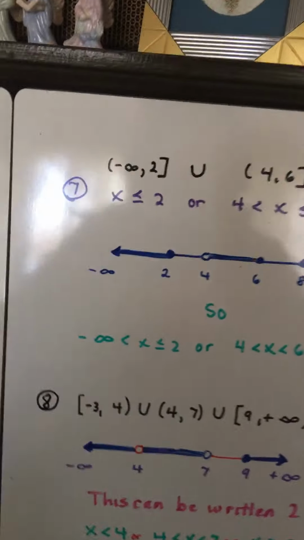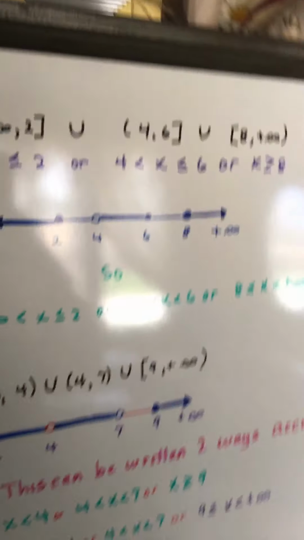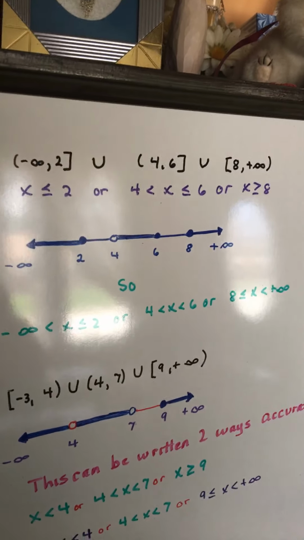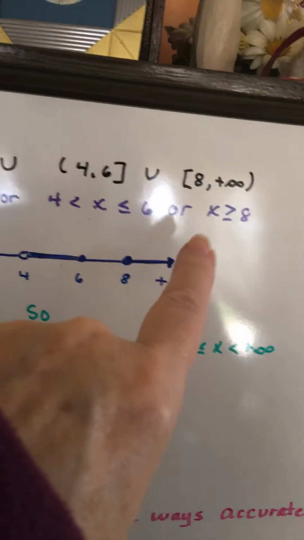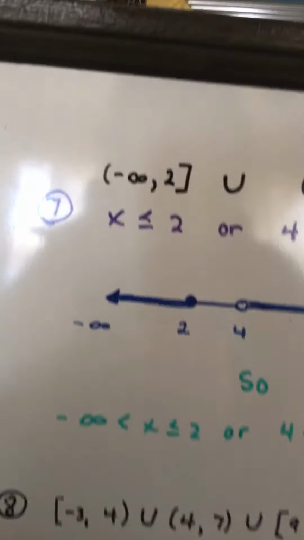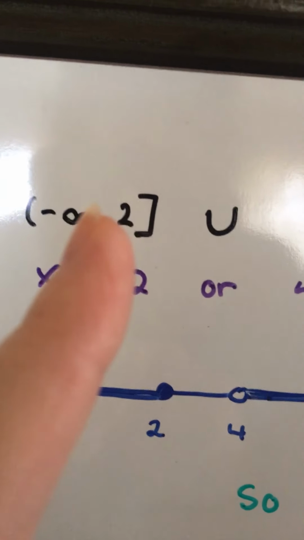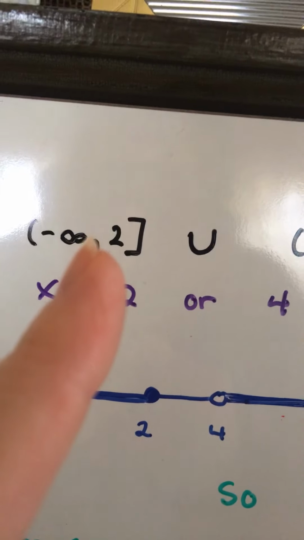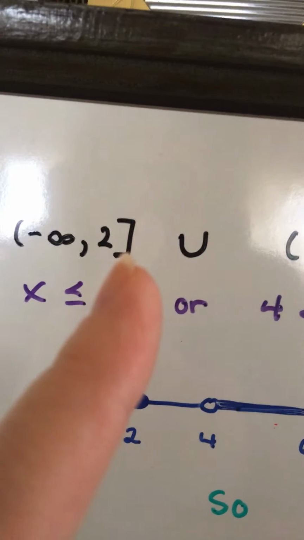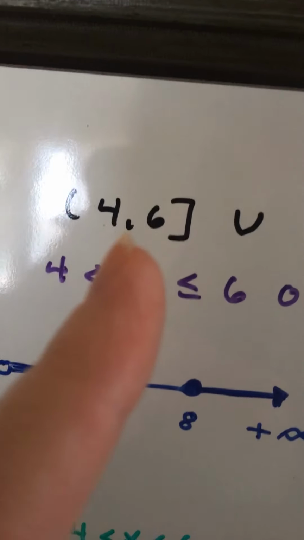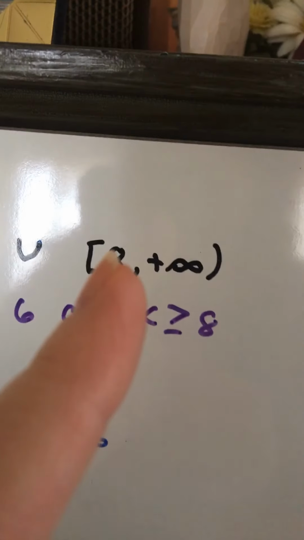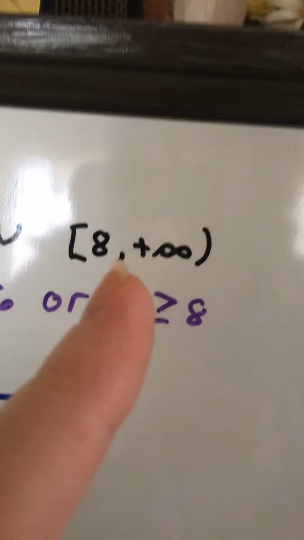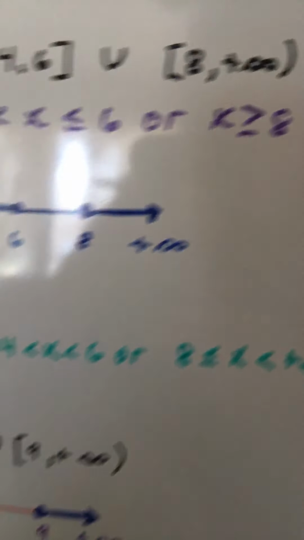So let's do number 7 this way. In number 7, we see that this is what we wrote before. So what am I going to do now? I'm going to come up here and put an x. Negative infinity is less than x is less than or equal to 2. The same that we did before. 4 is less than x is less than or equal to 6. And 8 is less than or equal to x is less than positive infinity.